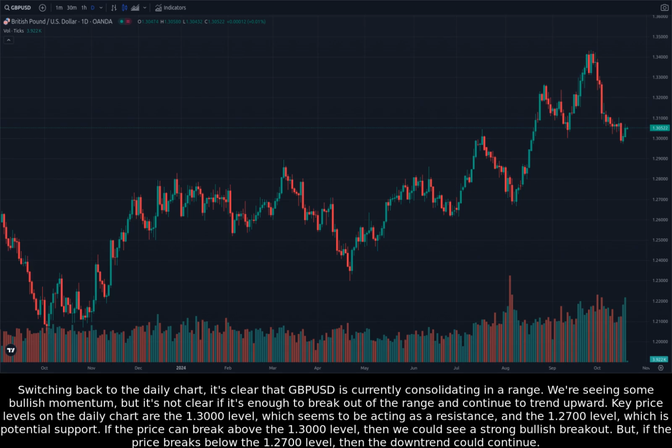If the price can break above the 1.3000 level, then we could see a strong bullish breakout. But if the price breaks below the 1.2700 level, then the downtrend could continue.